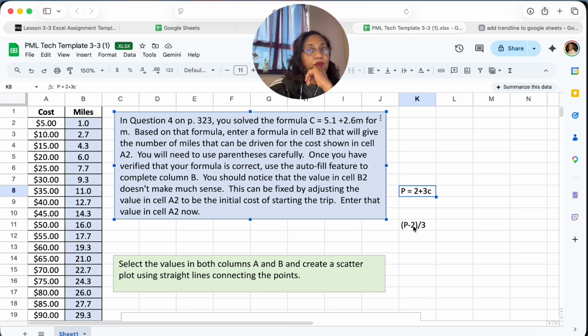So remember, the A2 is replacing the P over here. So you do the same thing here. So hopefully this helps.